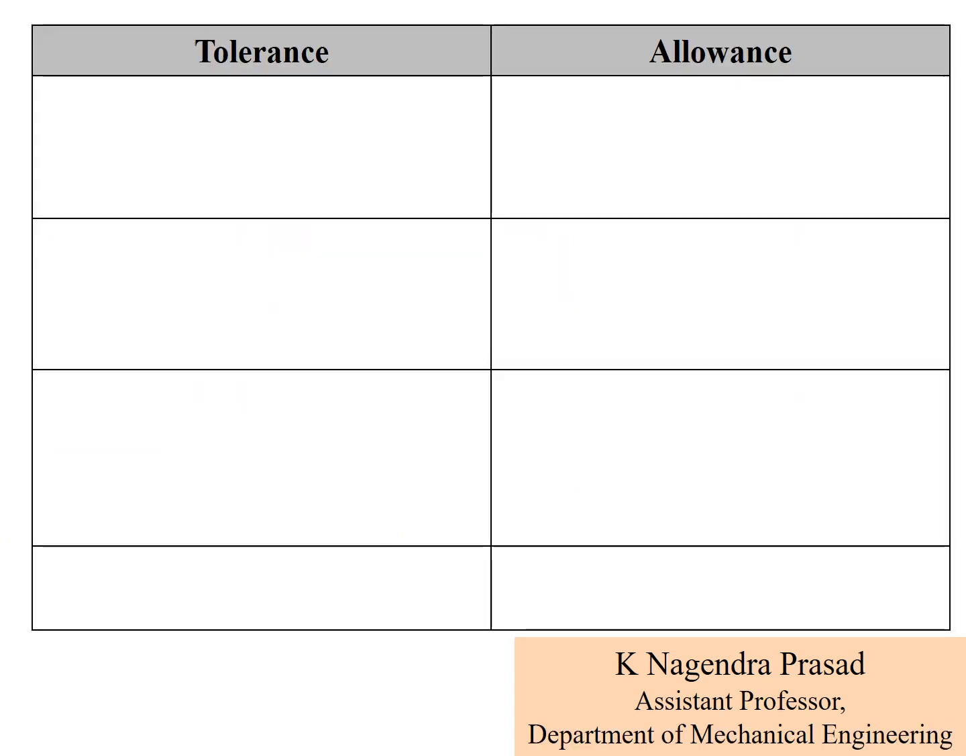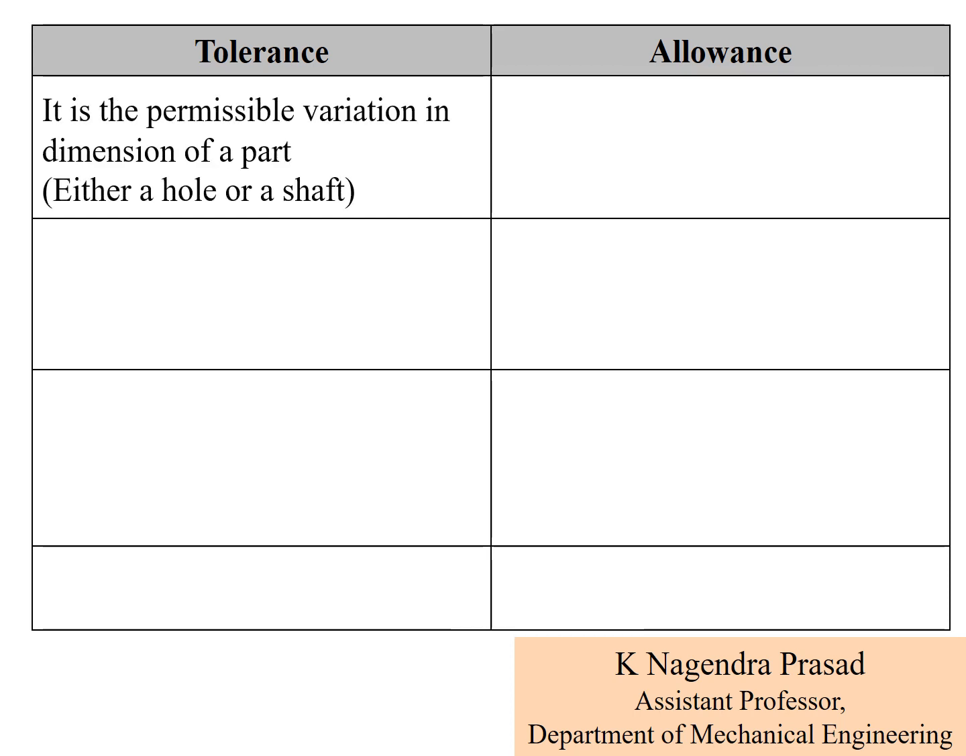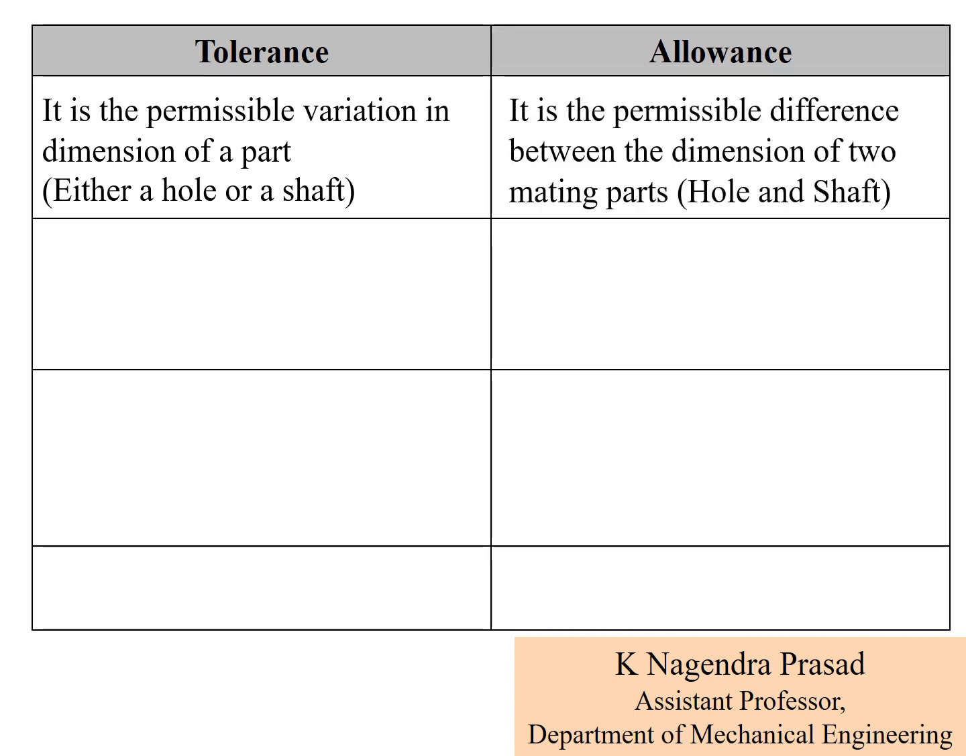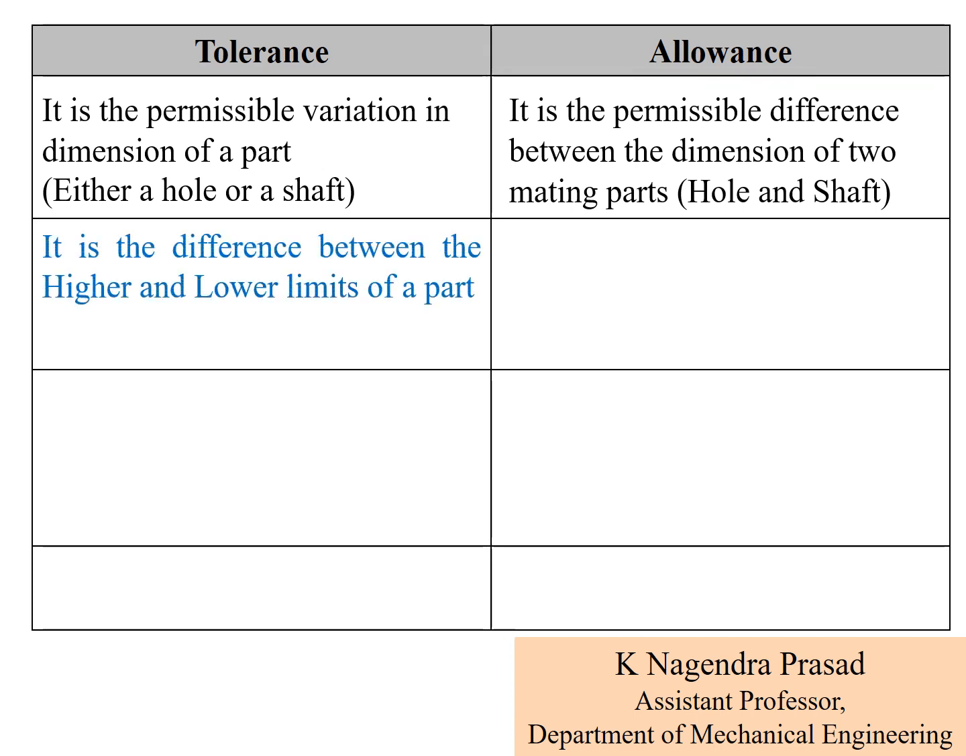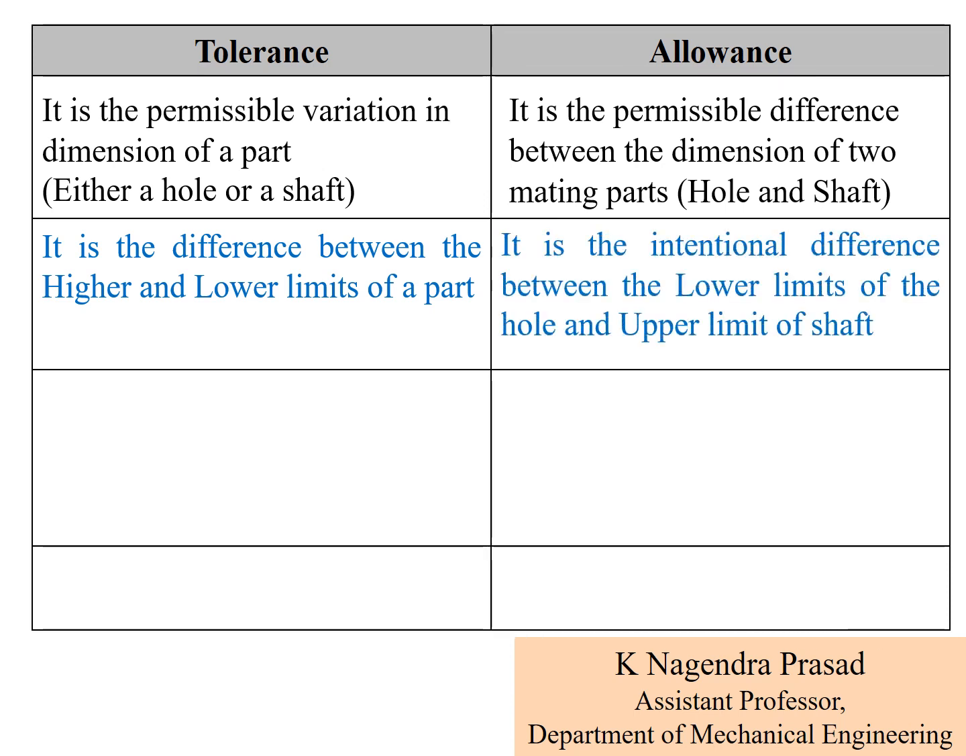Now we have to see the differences between tolerance and allowance. Tolerance is the permissible variation in dimensions of a part, either the hole or the shaft. Allowance is the permissible difference between the dimensions of two mating parts, that is the hole and shaft. Tolerance is the difference between the higher and lower limit of the part. Allowance is the intentional difference between the lower limit of the hole and the upper limit of the shaft.